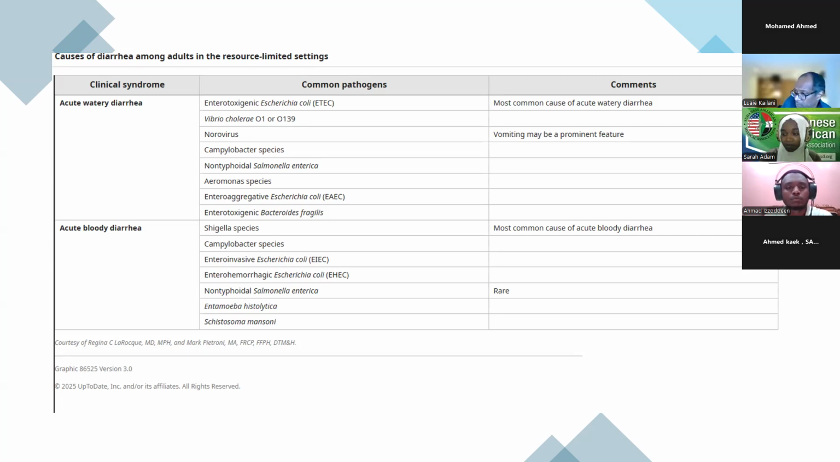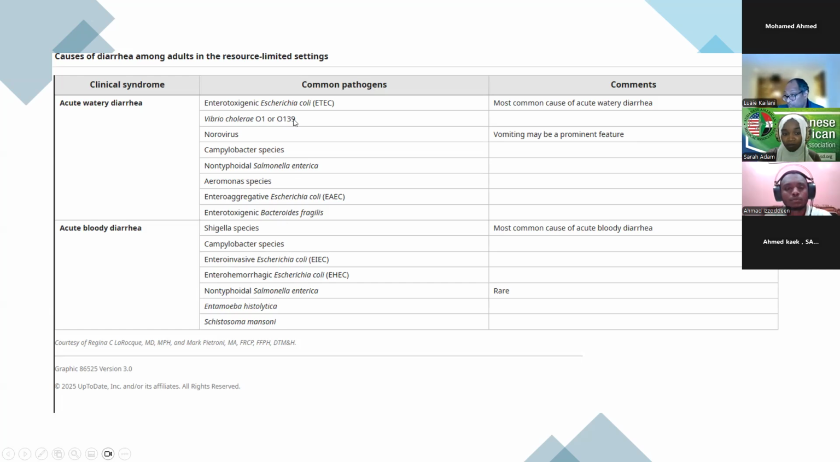Aeromonas, which is a kind of bacteria which loves water, hence the name Aeromonas hydrophila, the second part of it. And then aggregative E. coli. And then there is Bacteroides, which also secretes a toxin. Most of the first category are just watery diarrhea, and then the bloody diarrhea is Shigella, Campylobacter.